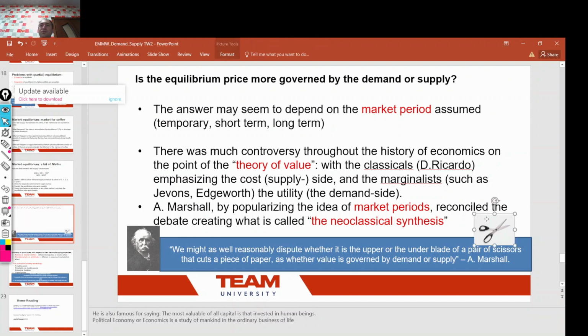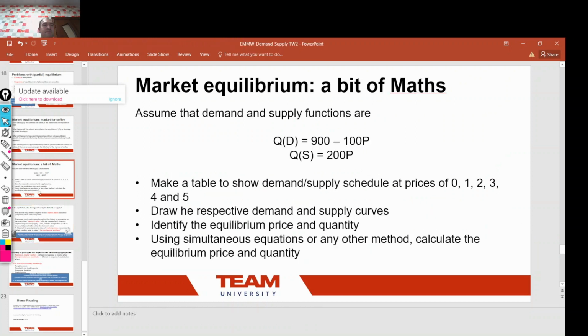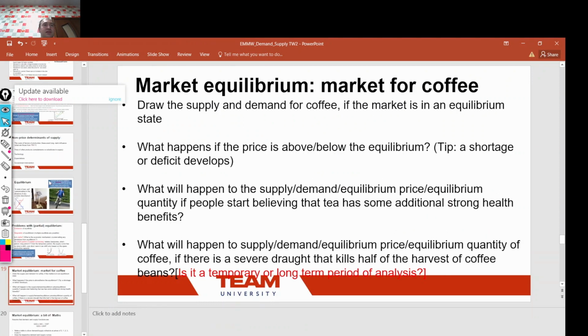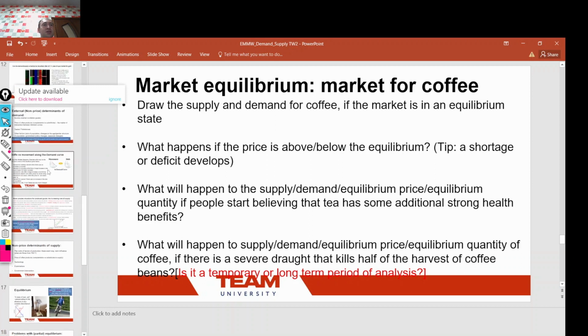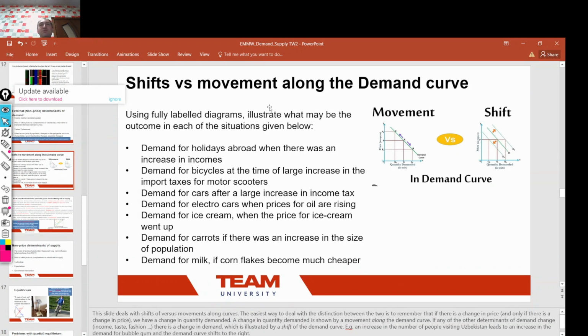That's the analogy he used, the analogy for the blades of scissors, the supply and the demand. I guess we are near the end of today's lesson, so just make sure you understand about the shifts and movements along the demand curve and also the supply curve.